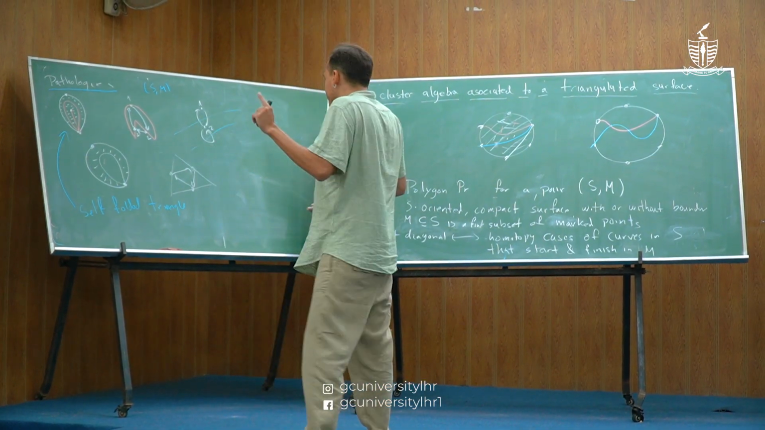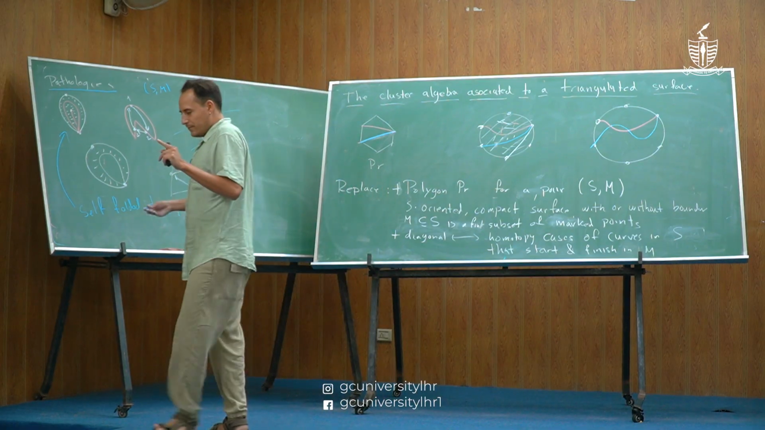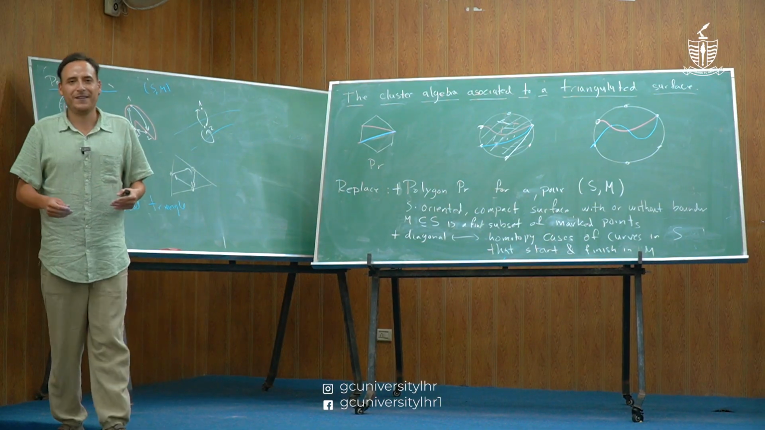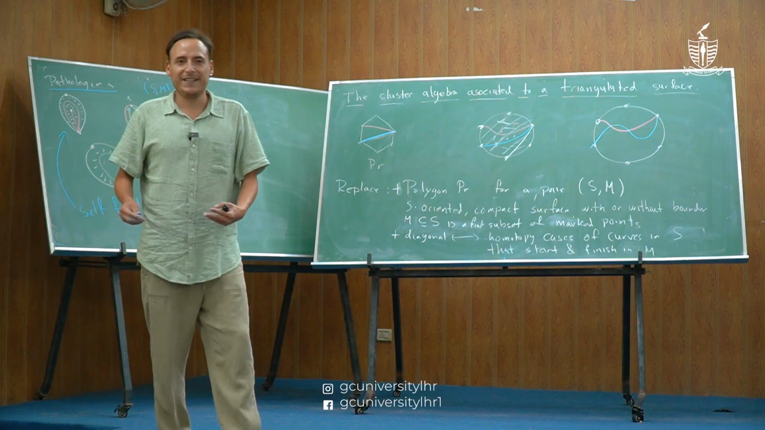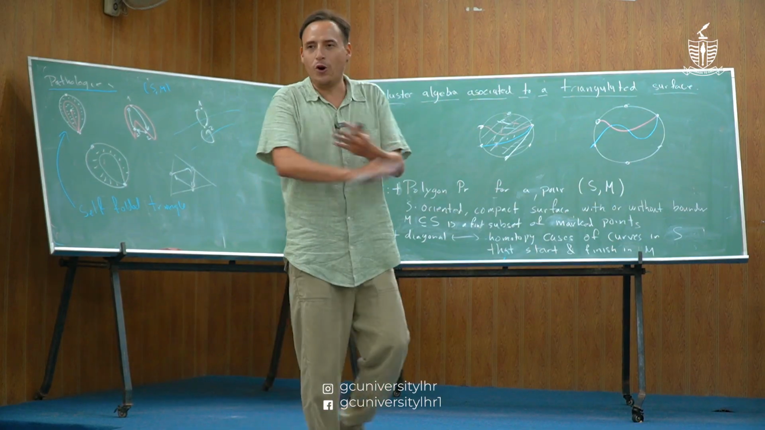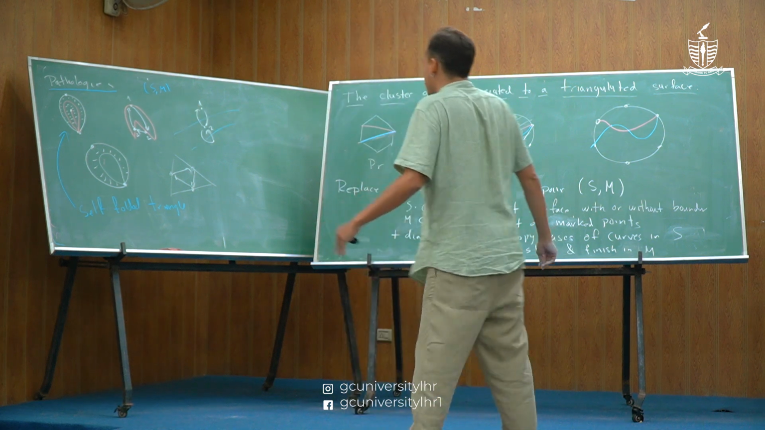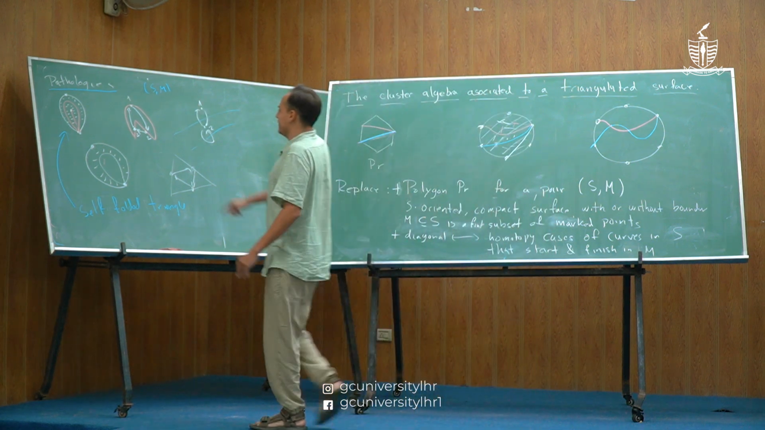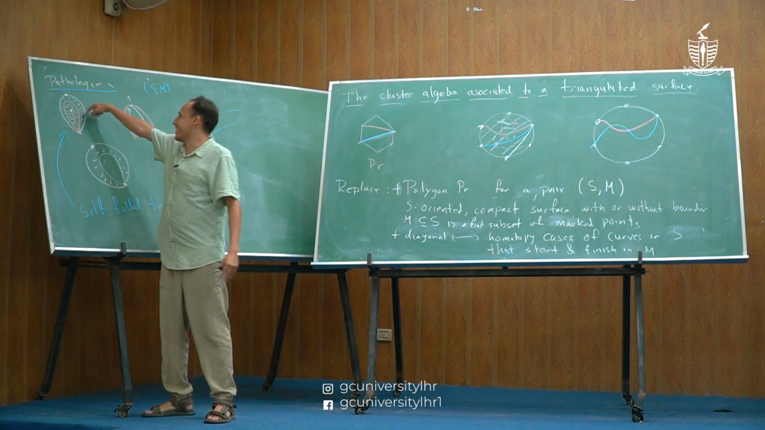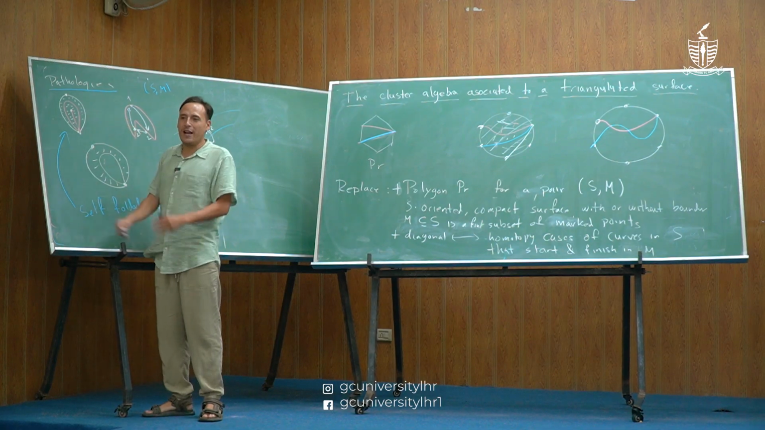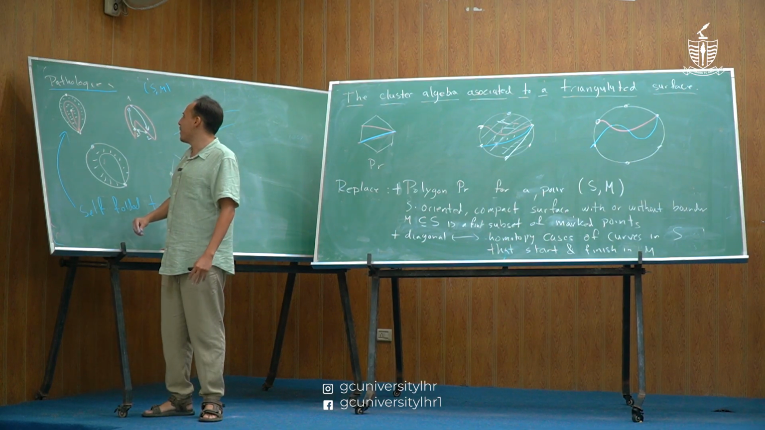Okay? What's the problem? There might be surfaces whose all triangulations have self-folded triangles. For example, this guy, the digon with one mark point. Not any.